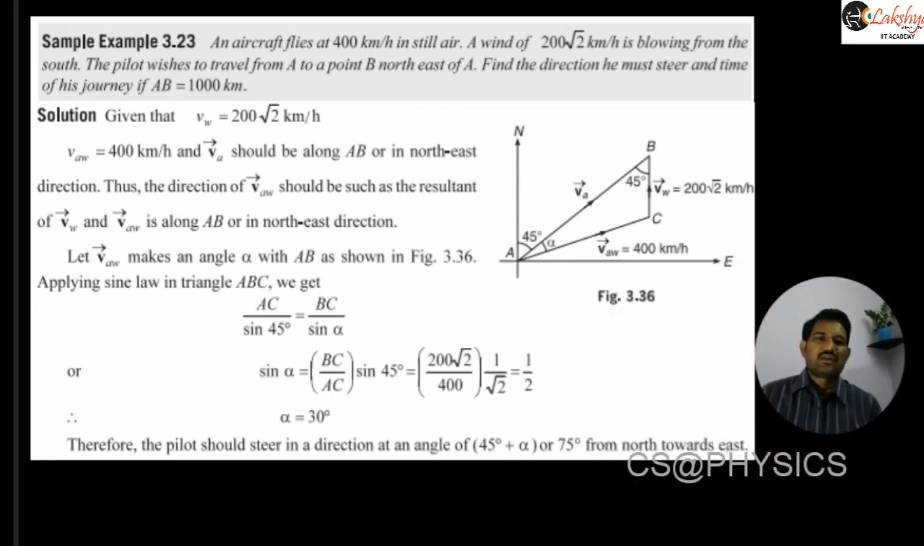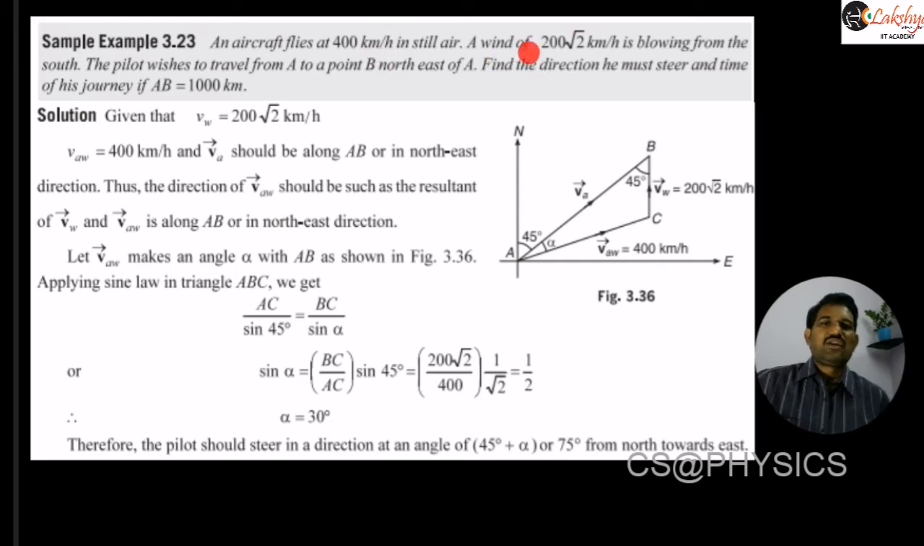Now here, an aircraft flies at 400 kilometers per hour in still air. Again here, still air means you need to consider it as with respect to air or with respect to wind, similar to the velocity of boat in still water, which means you need to consider with respect to the water.